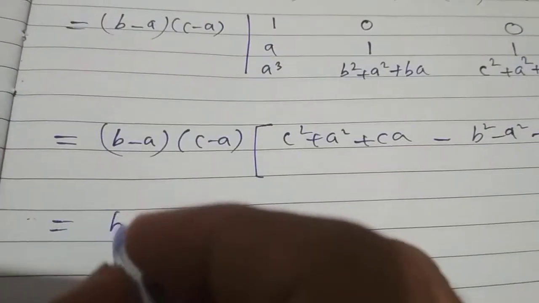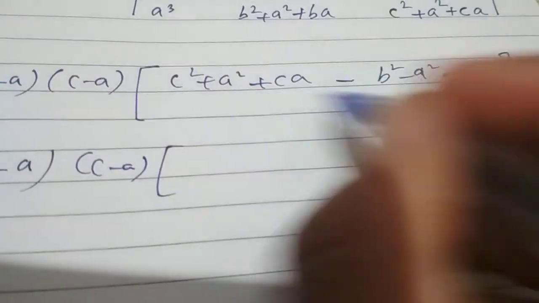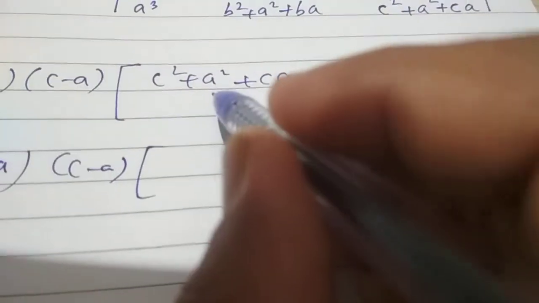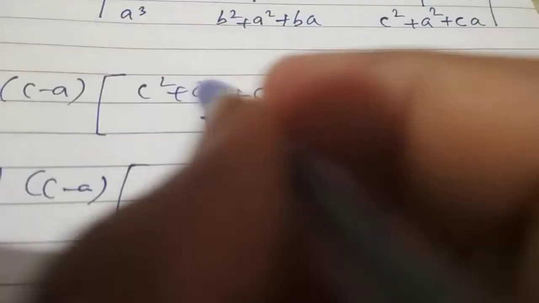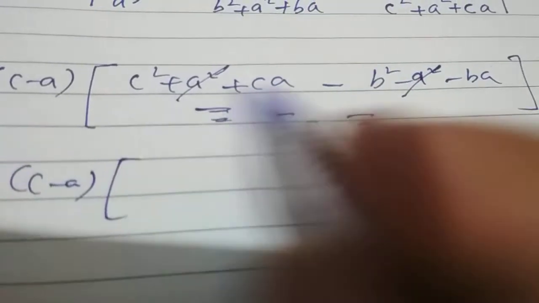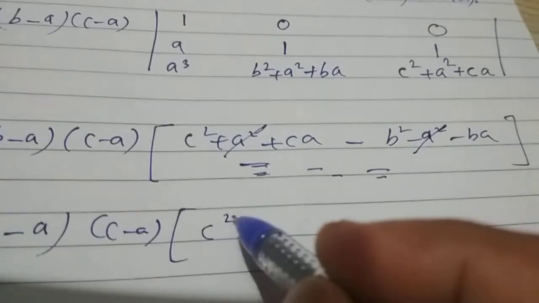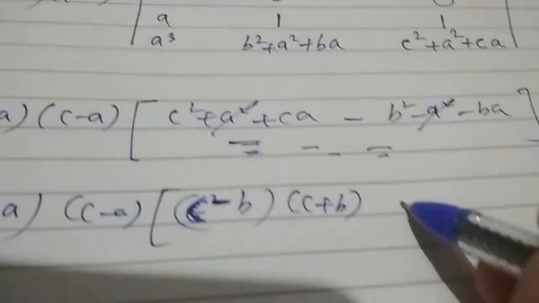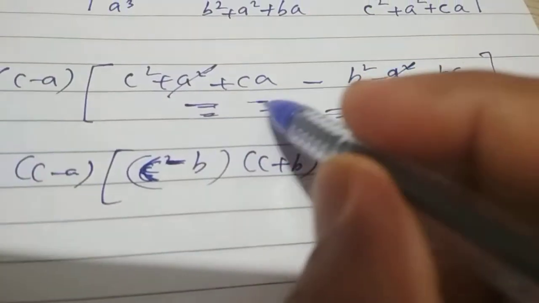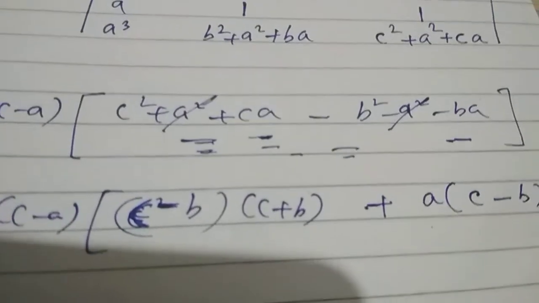And then when you expand this, b minus a into c minus a, here we have to take out common. After taking out common, you will get the proper factors. One of the terms will get cancelled, a square will get cancelled, and here c square minus b square, ca minus ba. So I'll write like this, c square minus b square, so it will be (c minus b)(c plus b), and then plus here ca minus ba. So a can be taken out common, then c minus b I'll get like this.